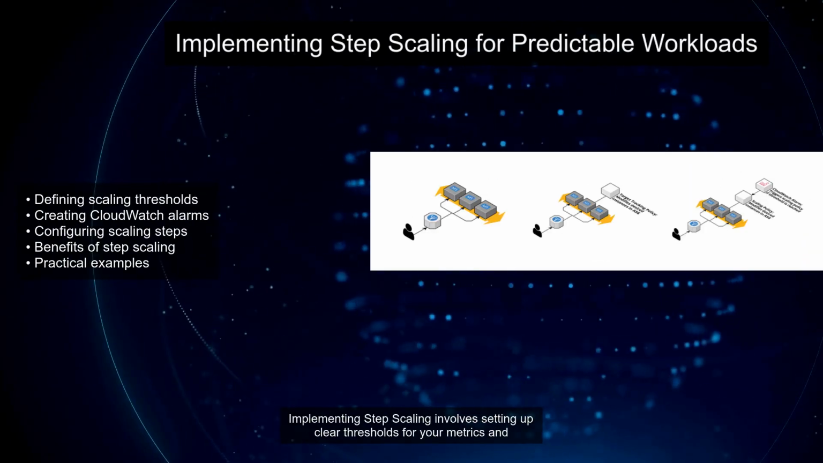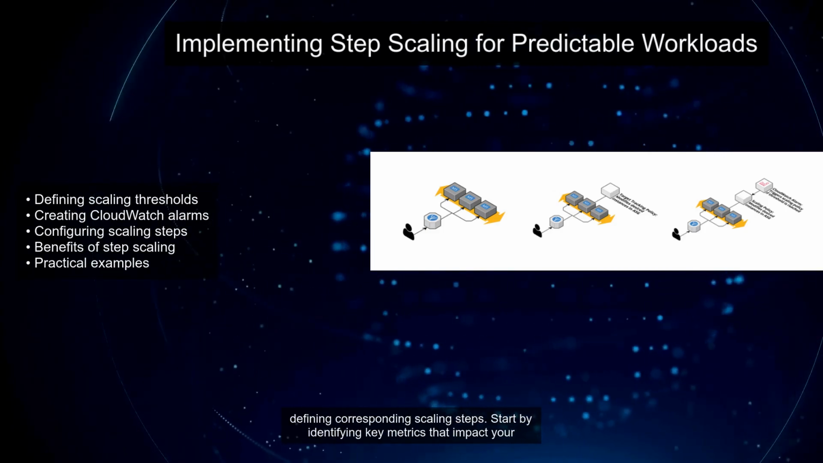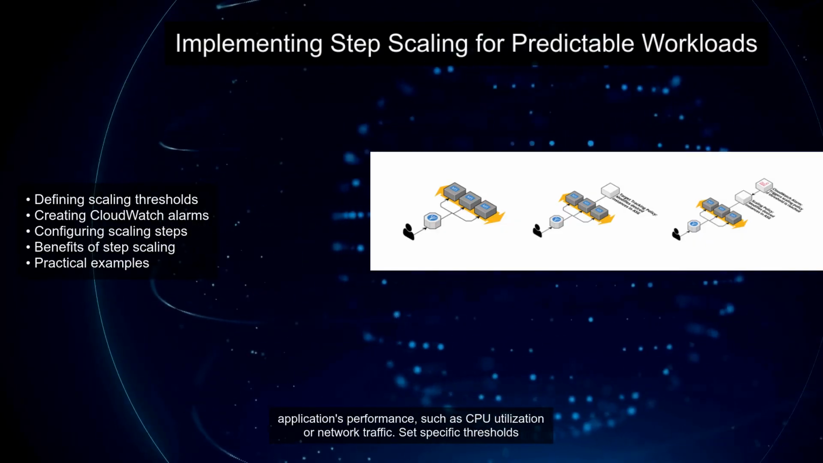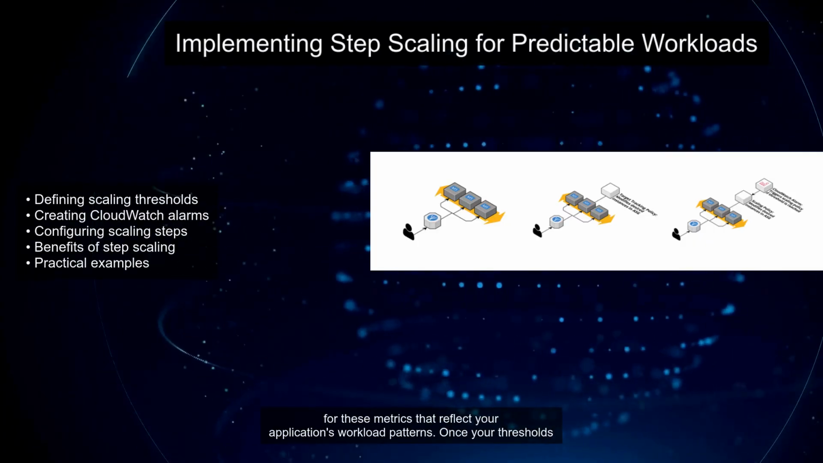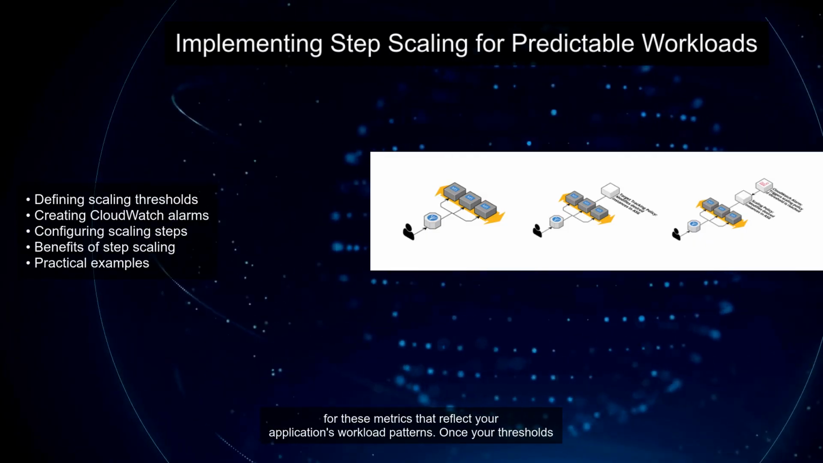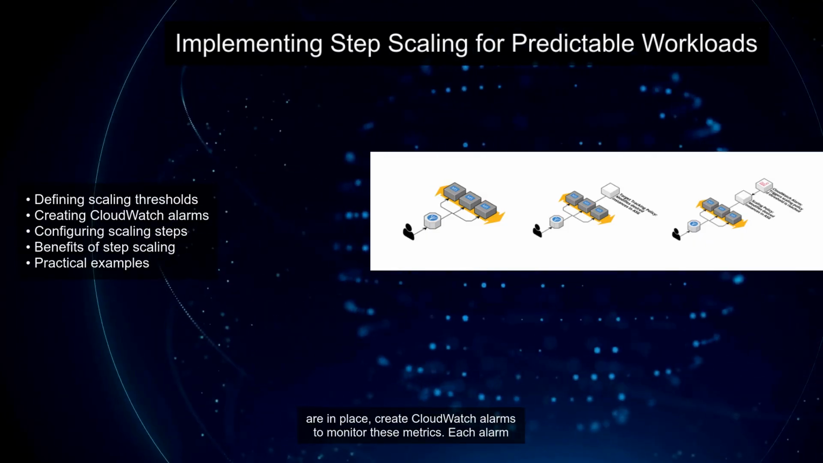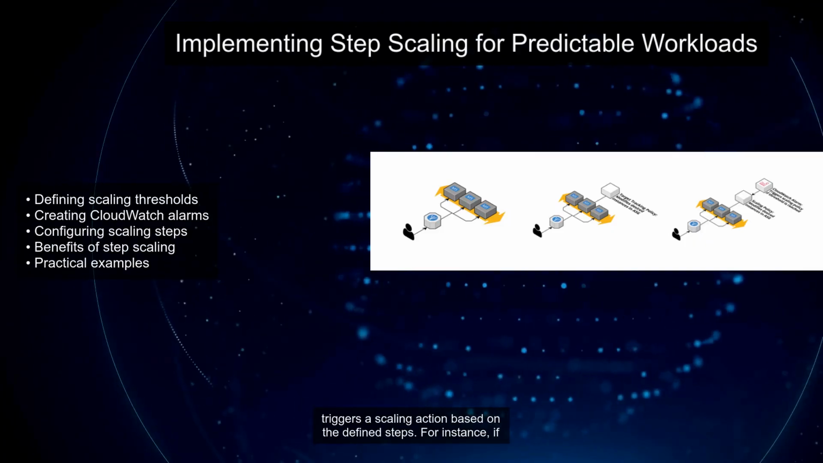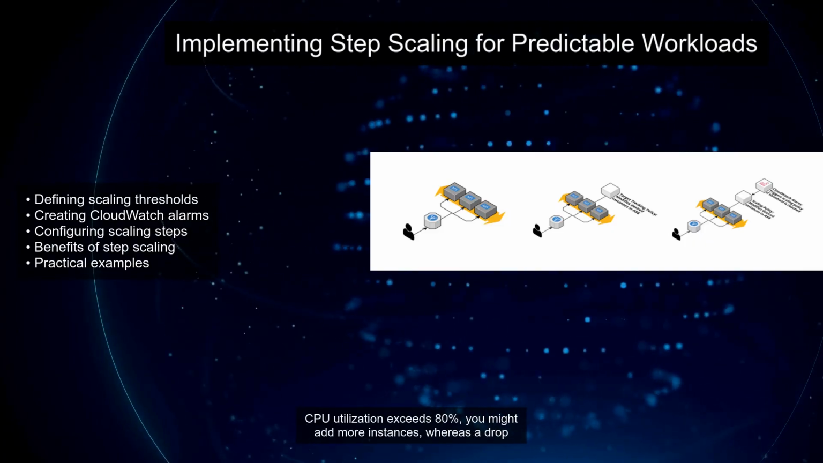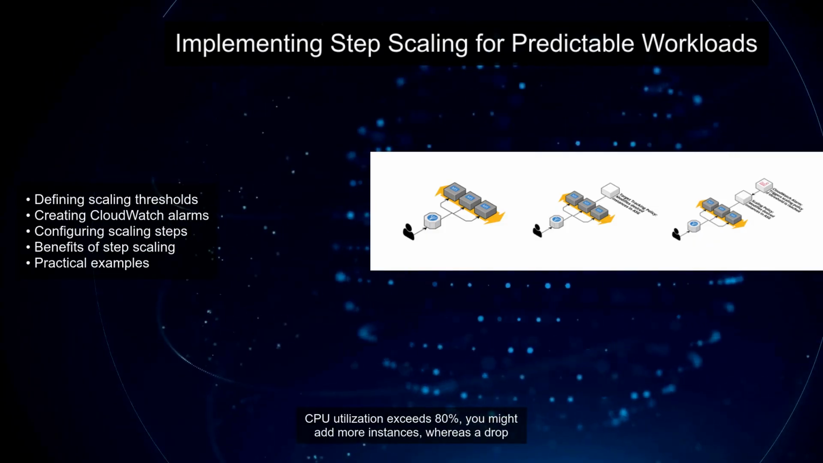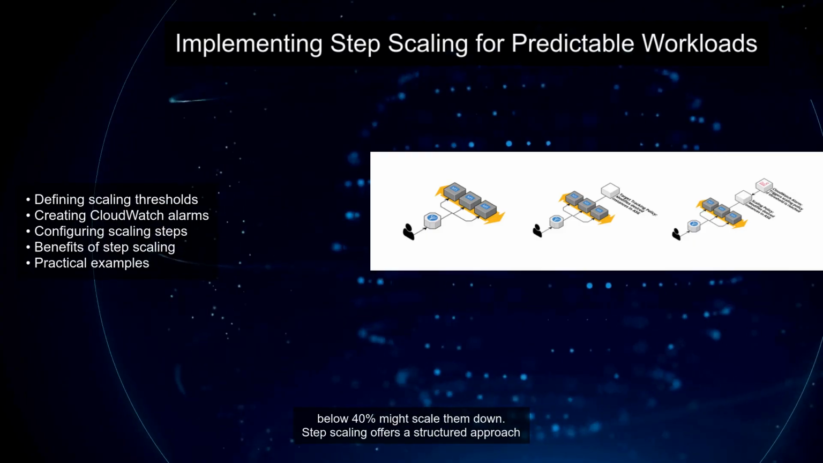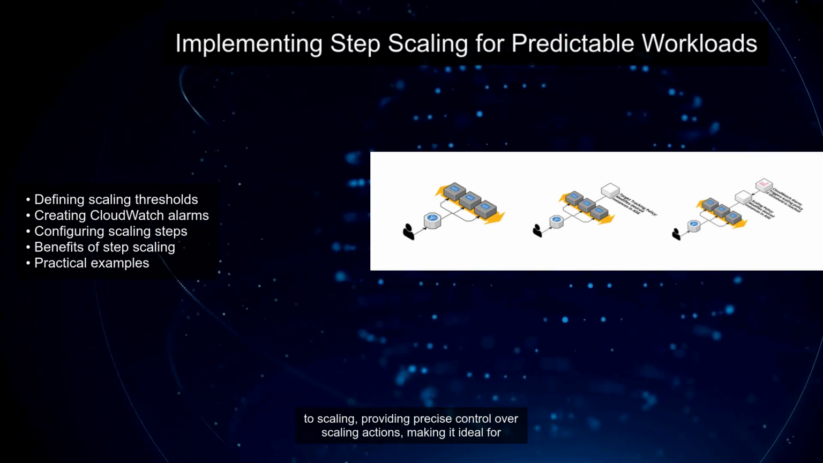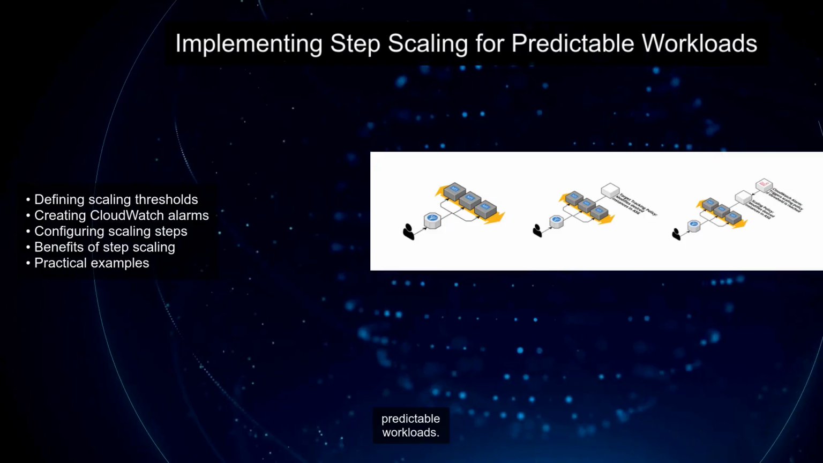Implementing step scaling involves setting up clear thresholds for your metrics and defining corresponding scaling steps. Start by identifying key metrics that impact your application's performance, such as CPU utilization or network traffic. Set specific thresholds for these metrics that reflect your application's workload patterns. Once your thresholds are in place, create CloudWatch alarms to monitor these metrics. Each alarm triggers a scaling action based on the defined steps. For instance, if CPU utilization exceeds 80%, you might add more instances, whereas a drop below 40% might scale them down. Step scaling offers a structured approach to scaling, providing precise control over scaling actions, making it ideal for predictable workloads.